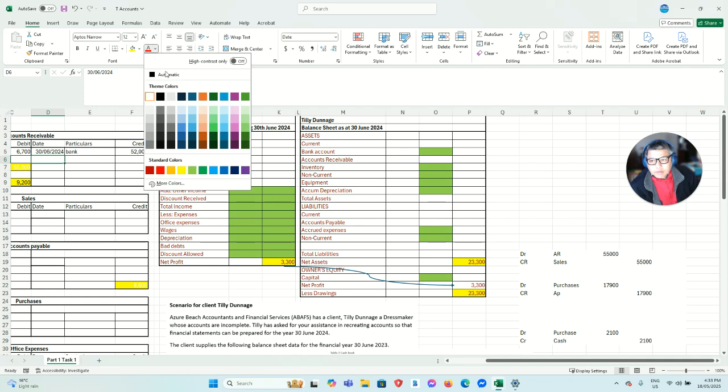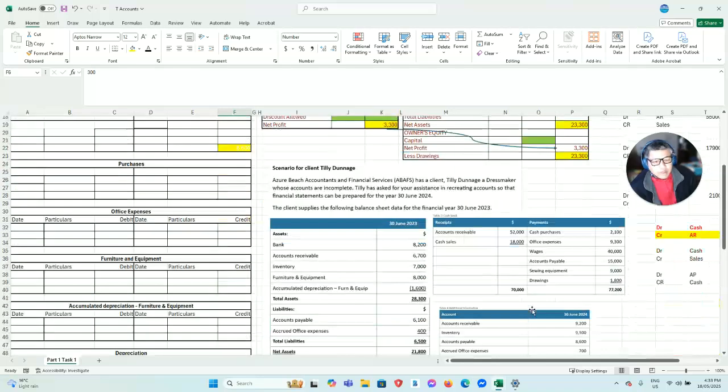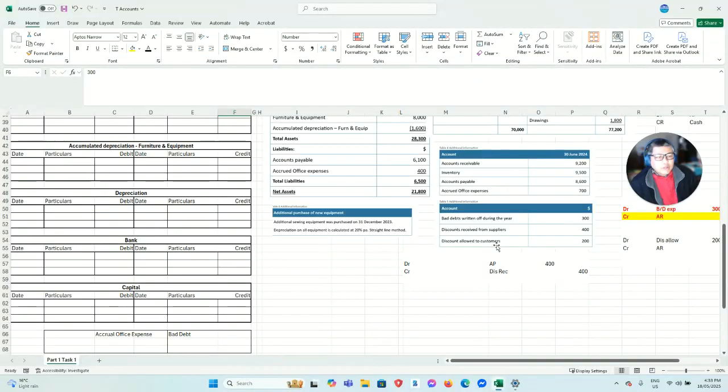So the date, and the other side of the transaction is bad debt, 300. And then the other one is discount allowed. When you allow a discount to the customer, that means you are losing your revenue when they pay, and your account receivable has to be offset by that. So bad debt written off is 300, and behind the scene, discount allowed to the customer is 200.